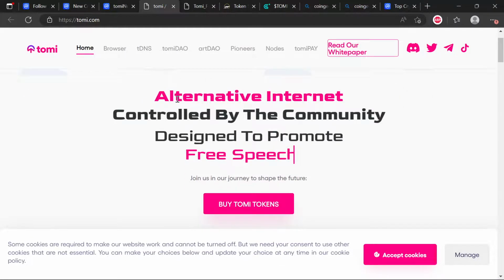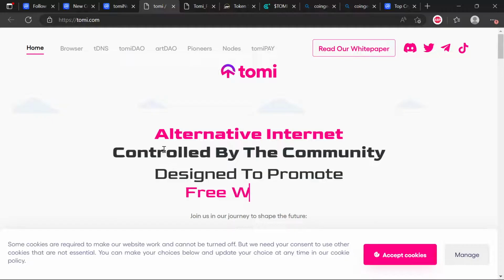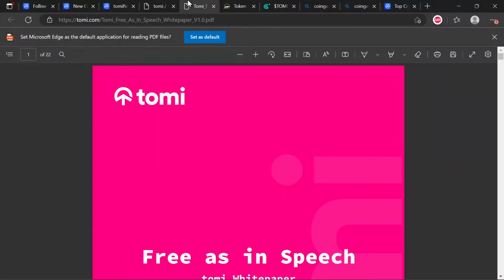We do see that they're talking about free speech, right? So, an alternative internet controlled by the community, designed to promote free speech, right? Free world. I did go and check out the white paper. It's quite extensive. It's quite decent.